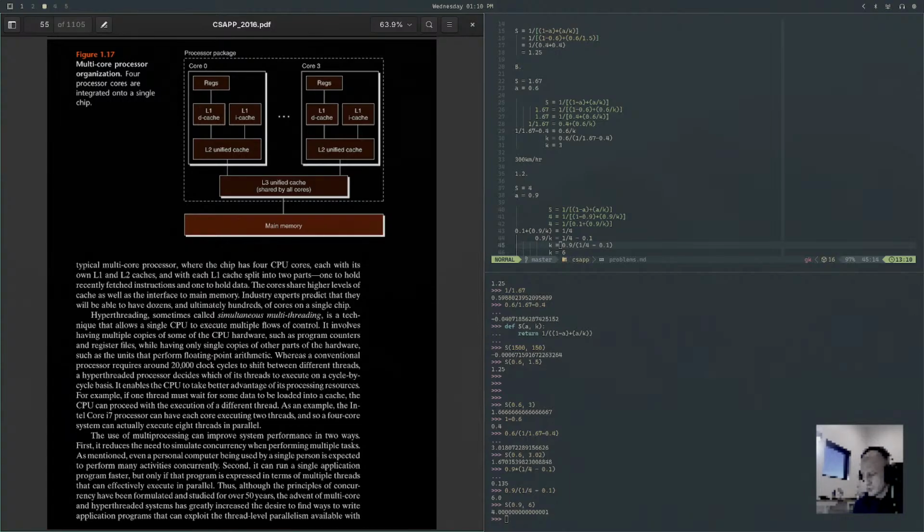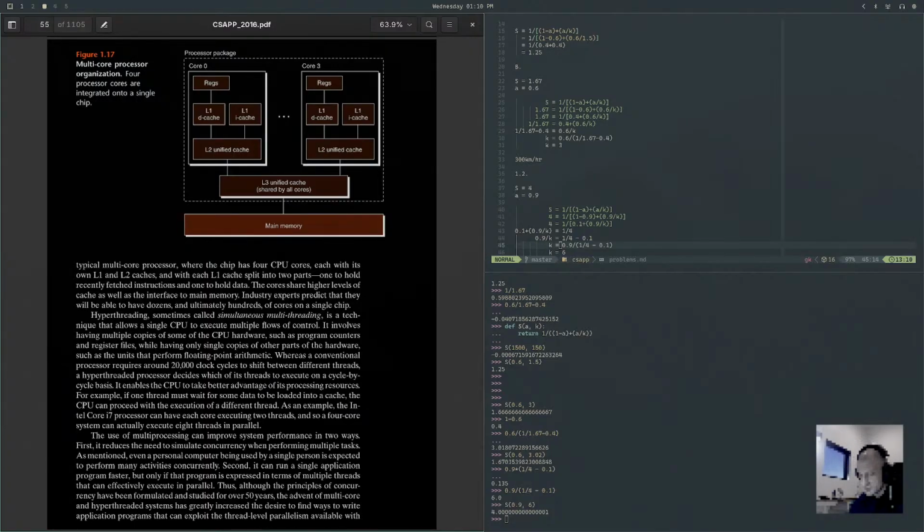Use of multiprocessing can improve system performance in 2 ways. First, it reduces the need to simulate concurrency when performing multiple tasks. As mentioned, even a personal computer that is being used by a single person is expected to perform many activities concurrently.